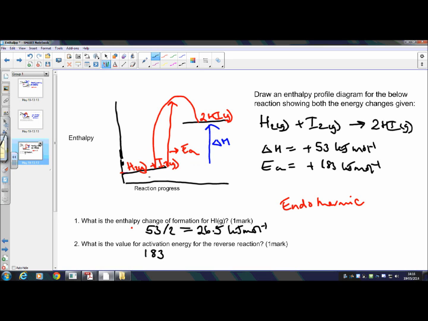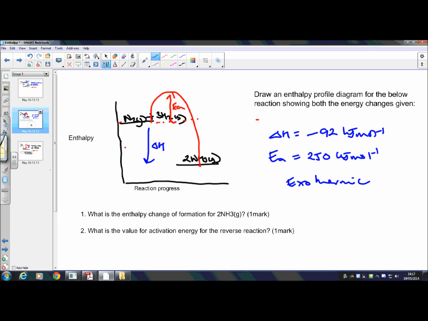It's not going to be as high, so we need to take some off. So whatever value they've given you here, do 183, take 53. And that is, from my calculator, 130 kilojoules per mole. Now have a go at this reaction example here, but just beware it's an exothermic reaction. Have a think and see if you can come up with the answer to this. So just pause the video now, and then I'll go through the answers in a minute.